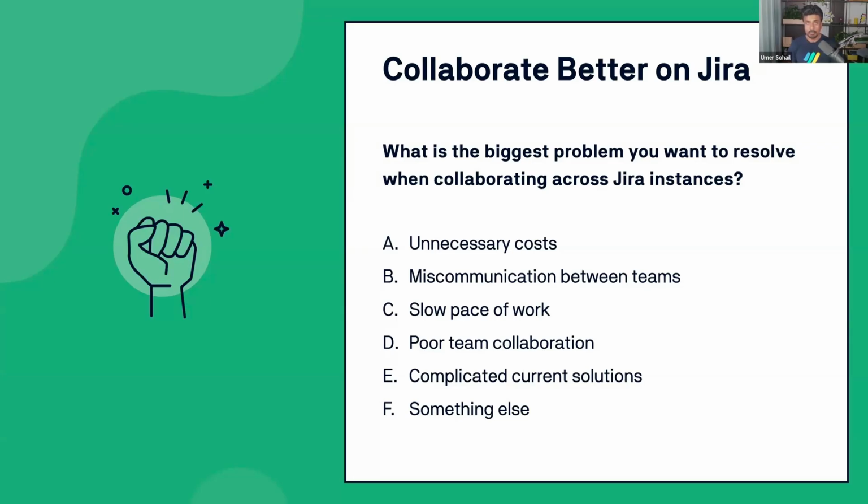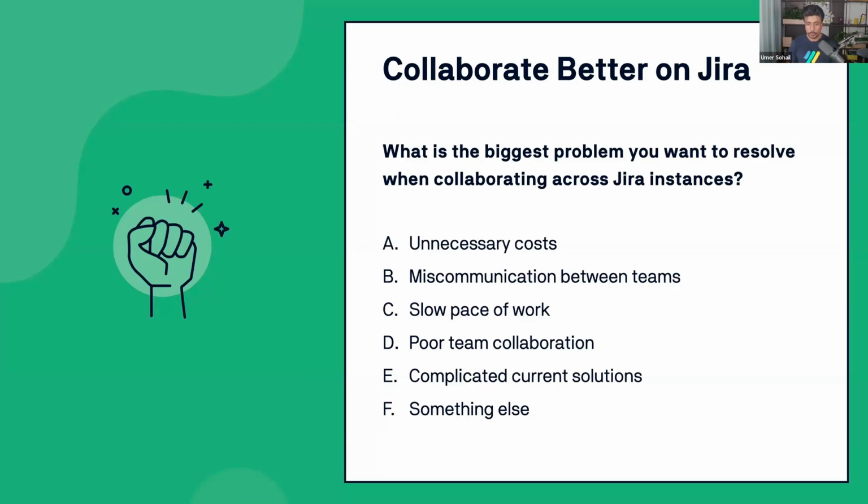Cool. Then I think we have plenty. We can share the results with it. All right. So we have 5 out of 9. So 56% miscommunication between teams, and about 33% slow pace of work. And some of you are also facing poor team collaboration, and there are complicated current solutions, which I'm curious about what they actually are, which we'll discuss later in the session.